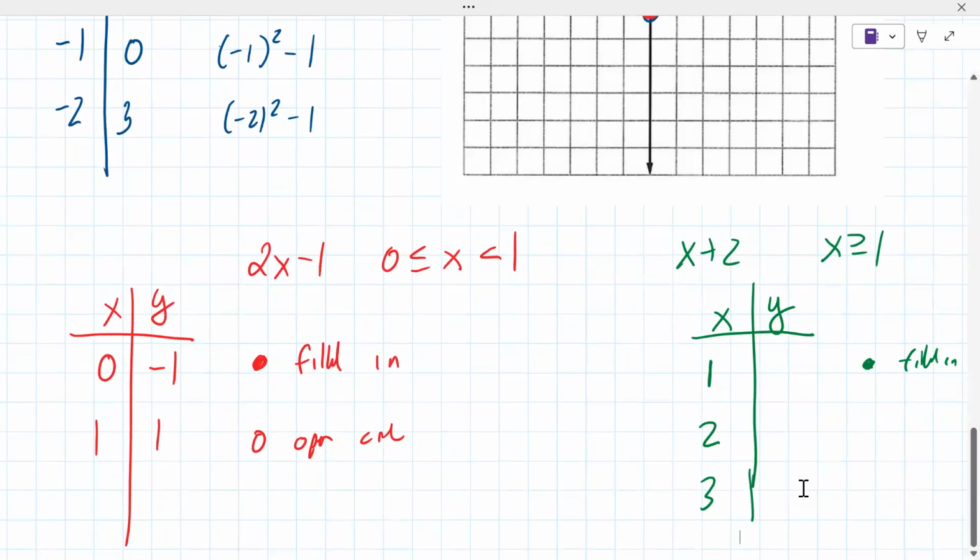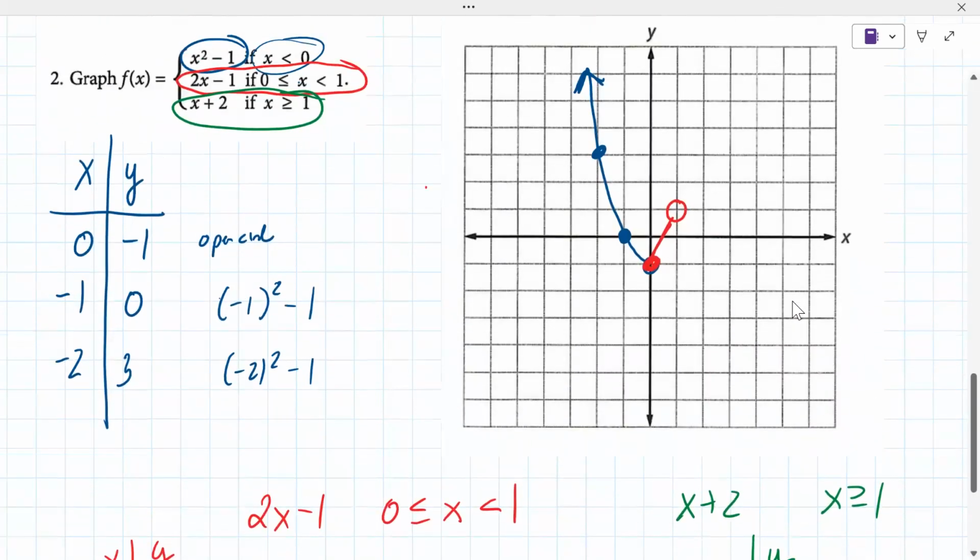So give me the y values. Let's see. 3, 4, and 5. Okay. So 1, 3 is going to be filled in. A couple more here, and then you have to make sure you go in the right direction like that.